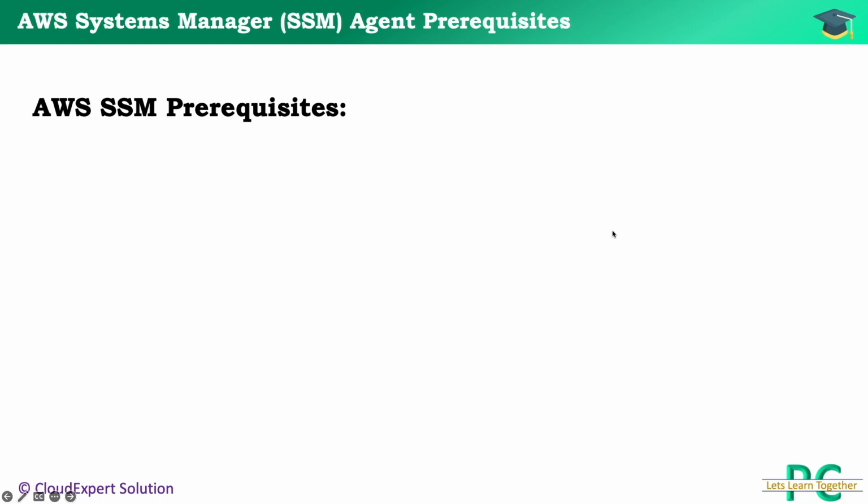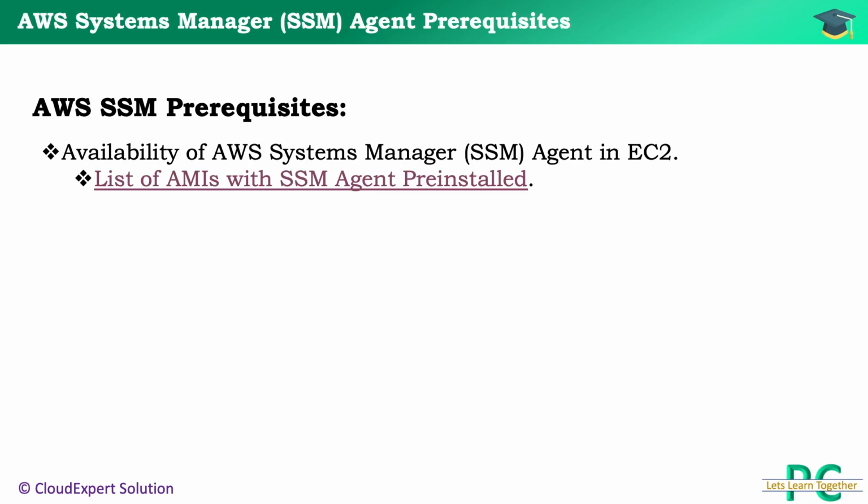Now let's review the prerequisites for AWS Systems Manager to work or integrate with your EC2 instance, or for the SSM agent to work from your EC2 instance. The first and obvious prerequisite is you need the Systems Manager agent to be installed in the EC2 instance. Now recently, many AWS AMIs come with the Systems Manager agent pre-installed.